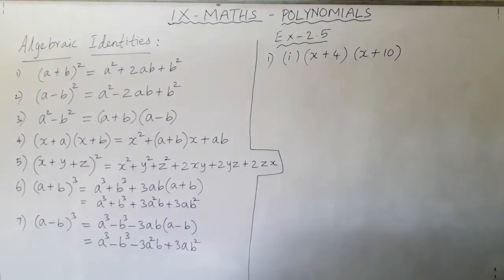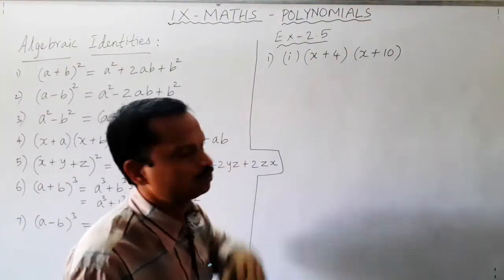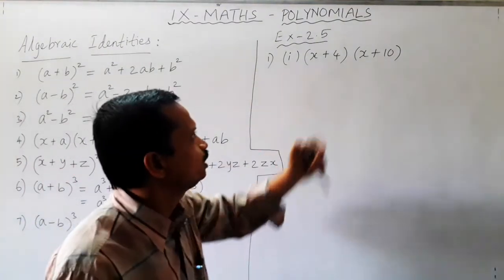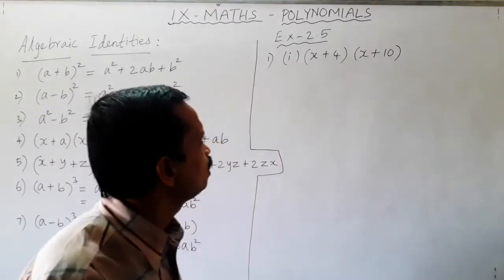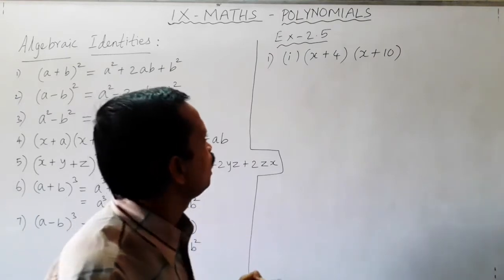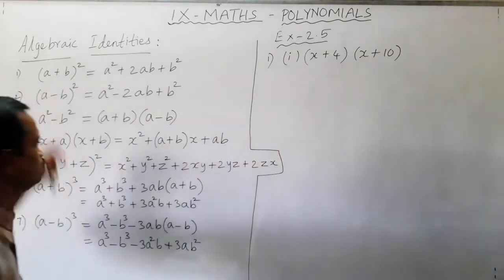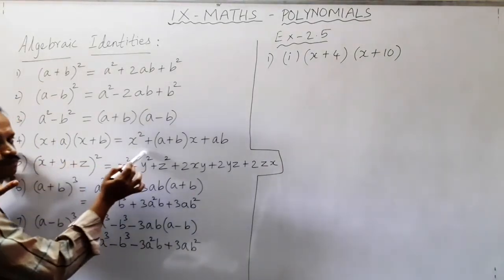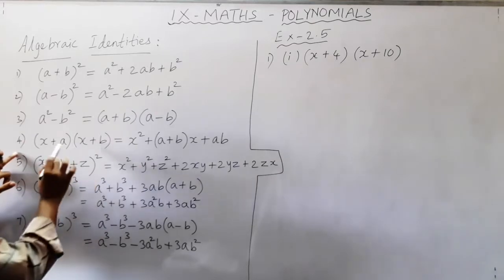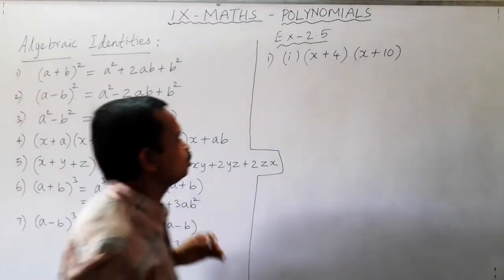Clear, children? And now coming to exercise 2.5. First option, x plus 4 into x plus 10. You see the first term of these two in the product is the same, that is x, that is the variable, okay, and these two are different. So which is applicable here? The fourth identity is applicable, but I am going to do by applying this and also by usual multiplication. You see what you get.